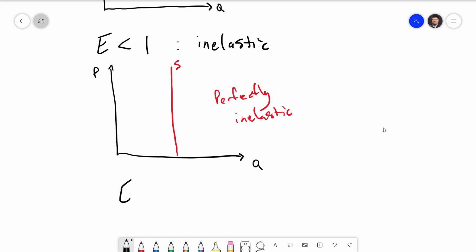Finally, we can also have the case where the price elasticity of supply is exactly 1, where it is unit elastic. This means the percent change in price is exactly equal to the percent change in quantity.